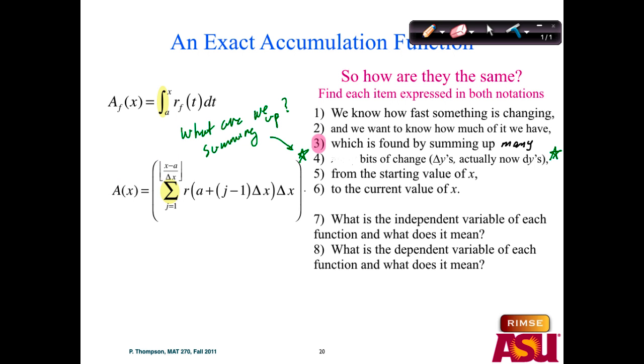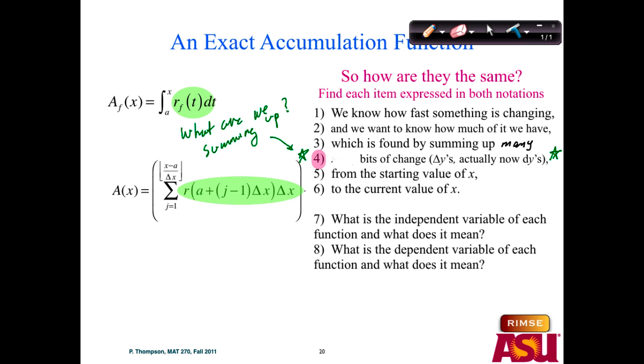Okay, here's crunch time. See if you guys can do better than previous classes. Bits of change. We're summing up bits of change, right? Where do you see that in the top one, and where do you see that in the bottom? She wants r sub f of t dt. That's a bit of change. m dx, since dy equals m dx. Yes. Right.